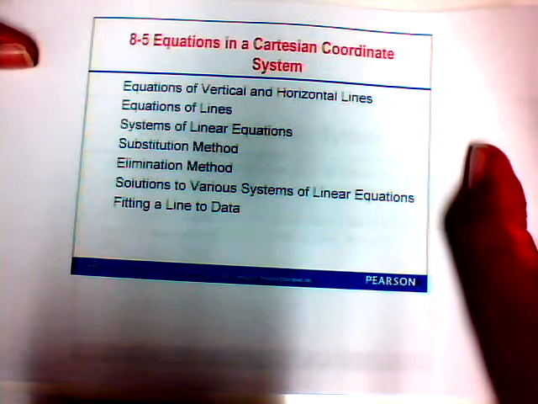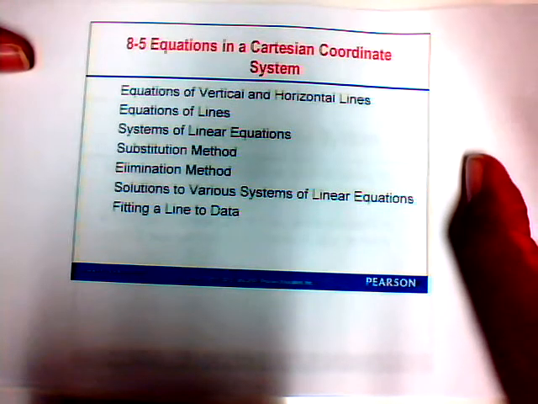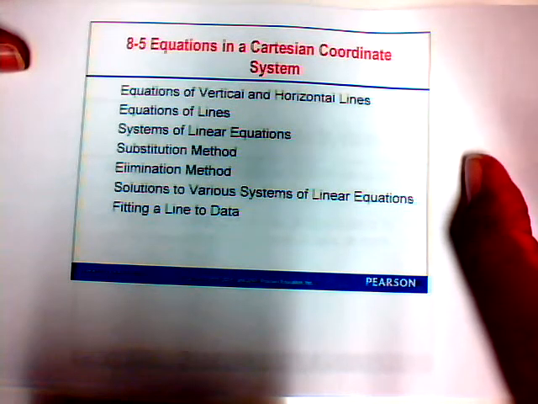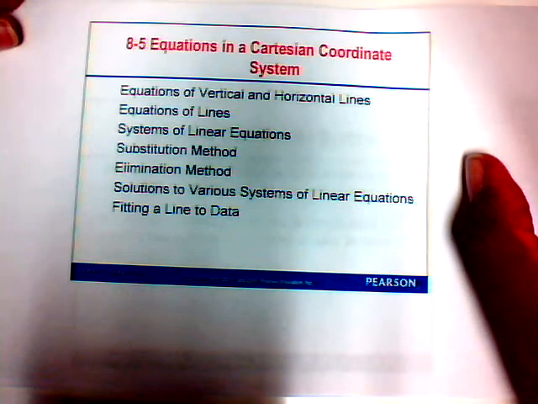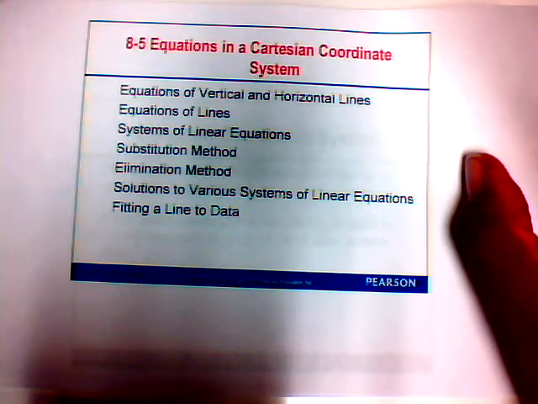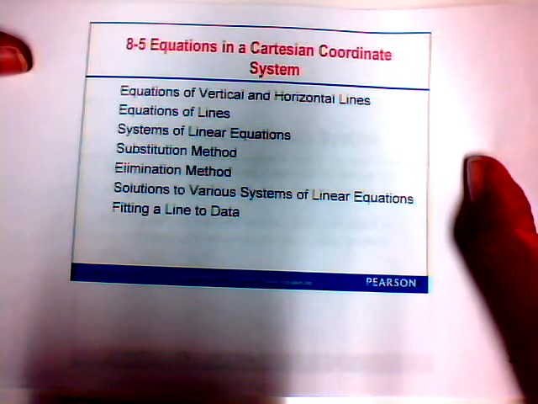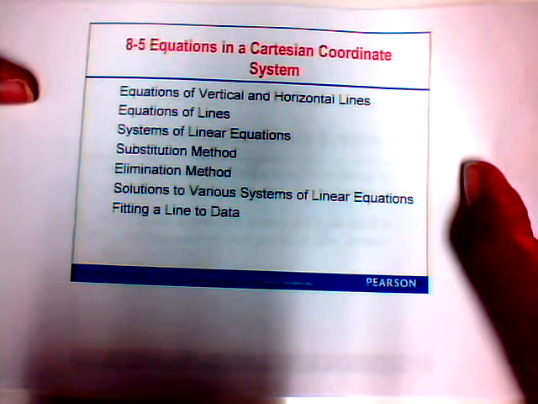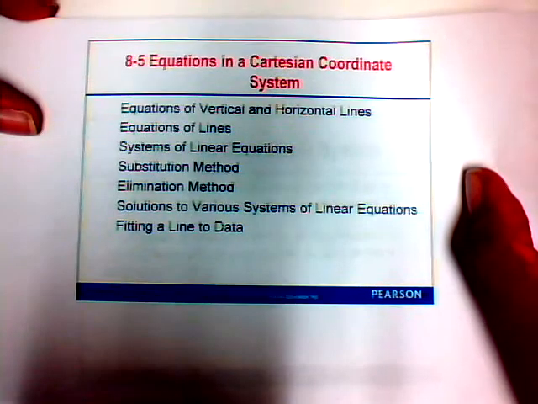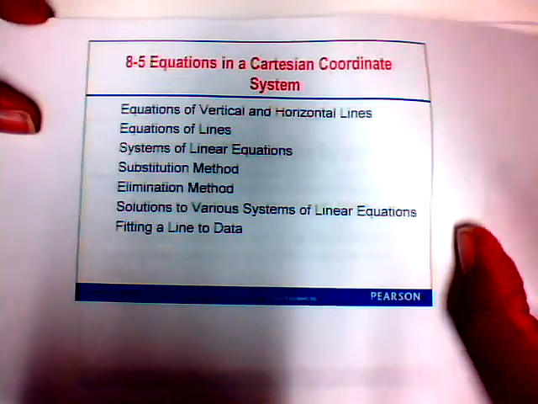Okay, in this video, we're going to be looking at equations in a Cartesian coordinate system. We're going to be talking about the equations of vertical and horizontal lines, equations of lines, systems of linear equations, substitution method, elimination method, also solutions to various systems of linear equations, and fitting a line to data.